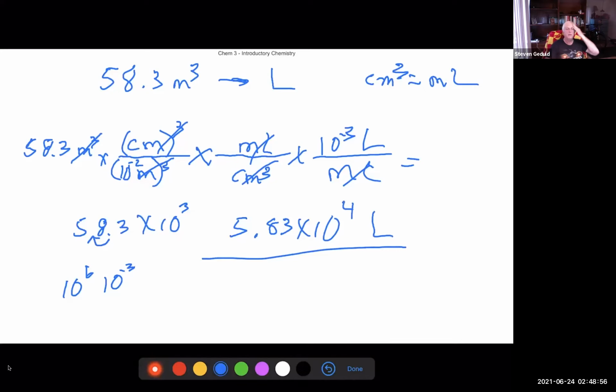The key to doing these, which most students forget, is to put parentheses around that 10 to the minus 2, because remember that has to be cubed. It's a volume measurement. It's 3 separate measurements to make that volume.